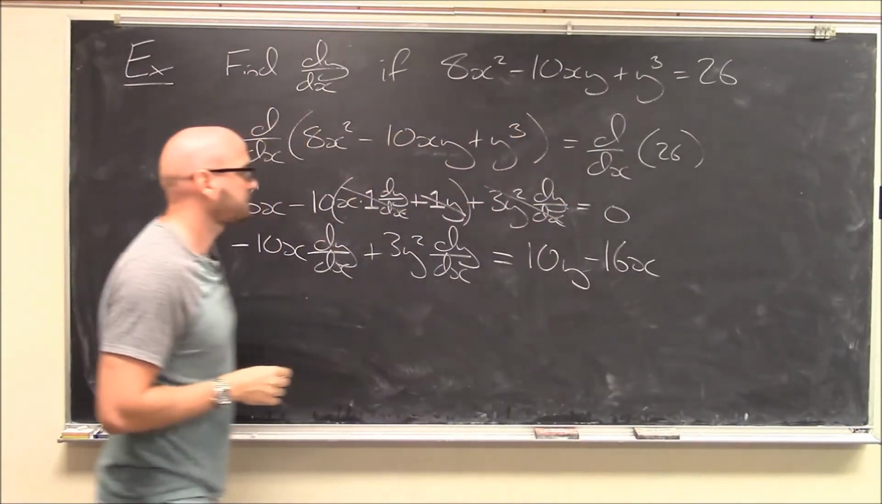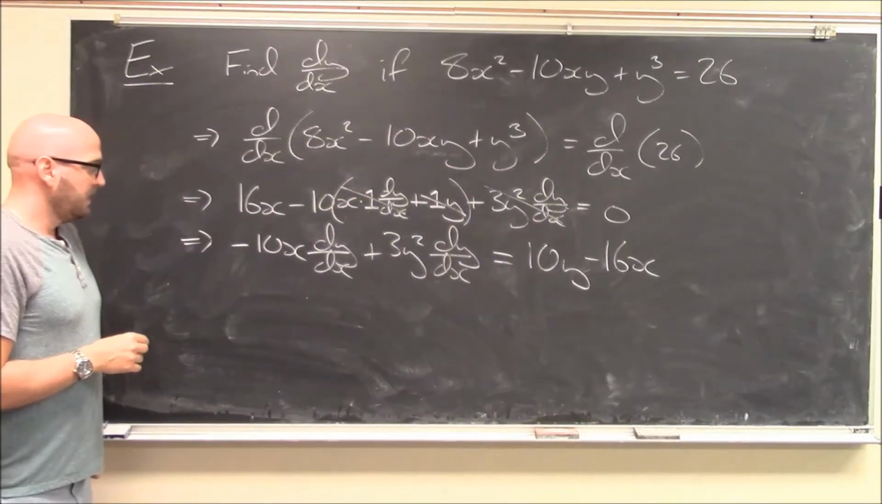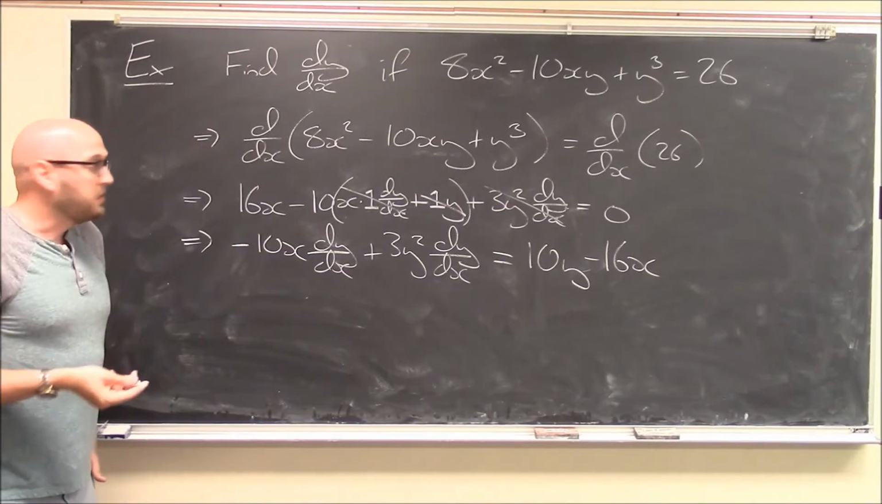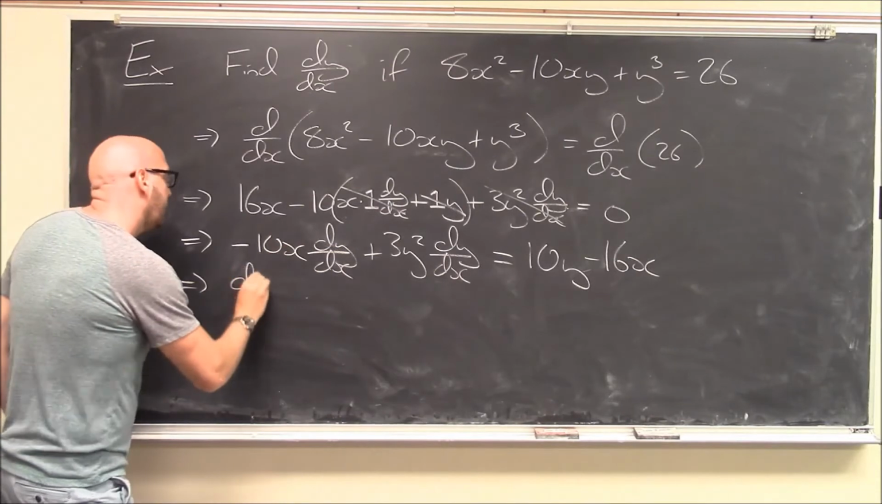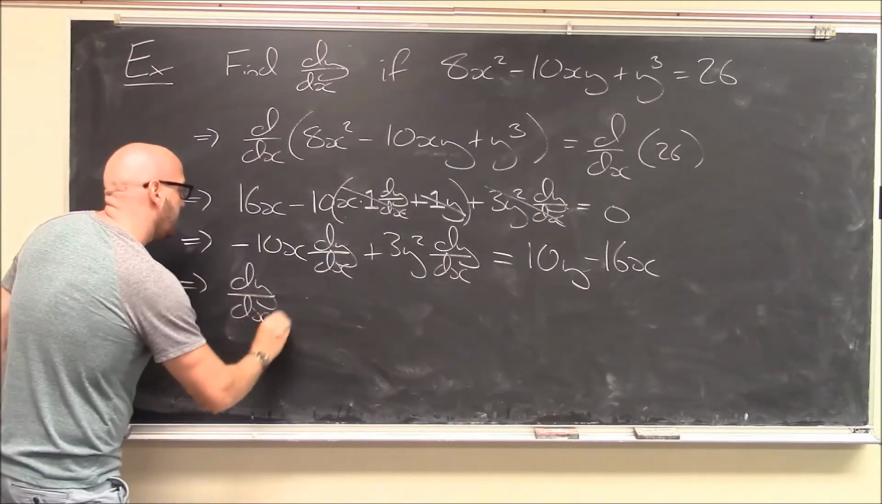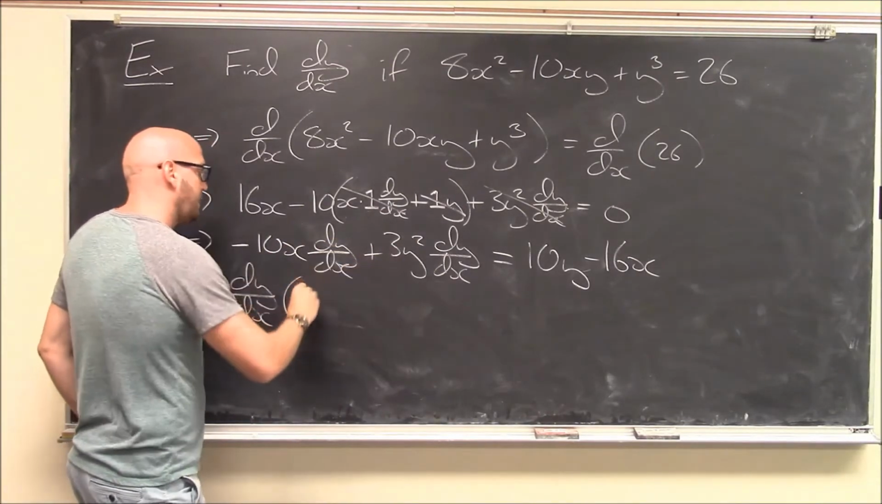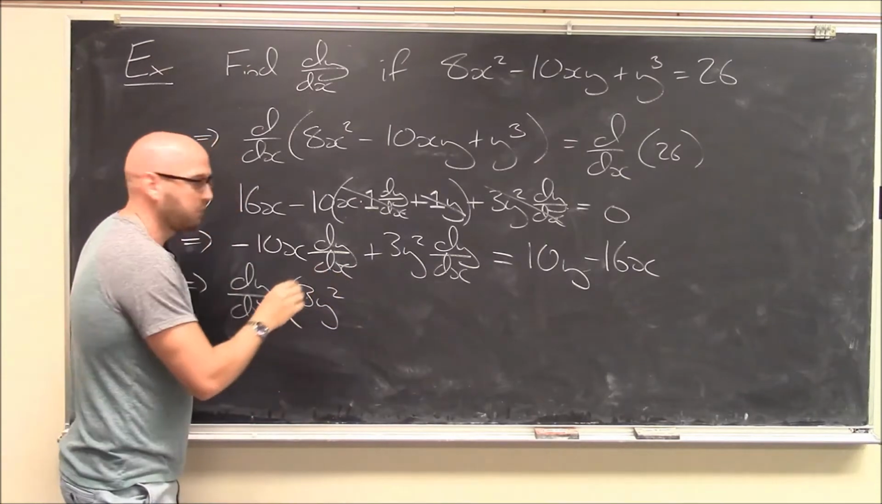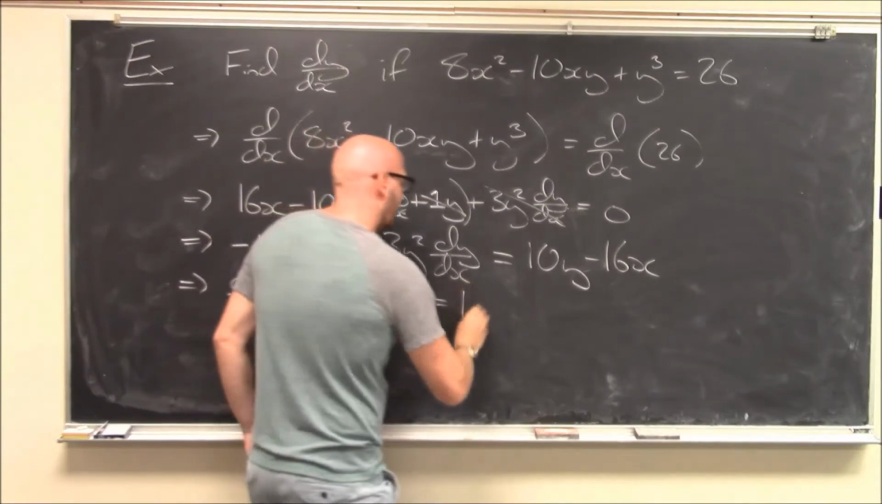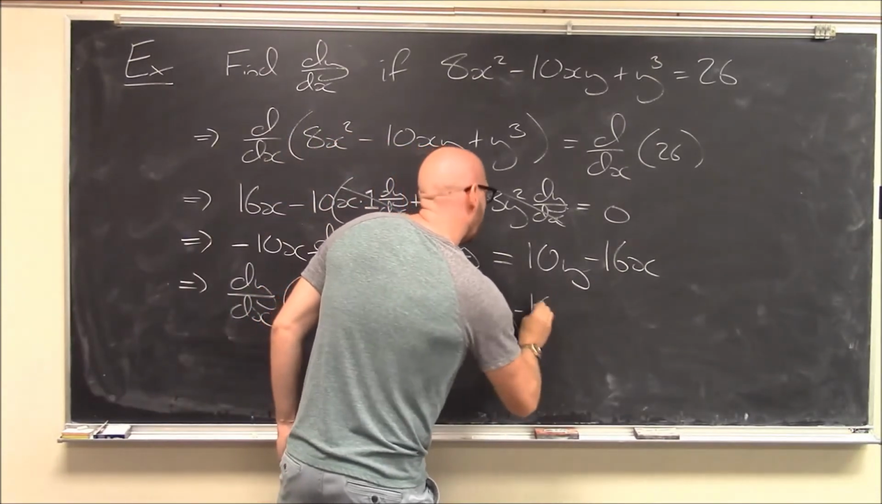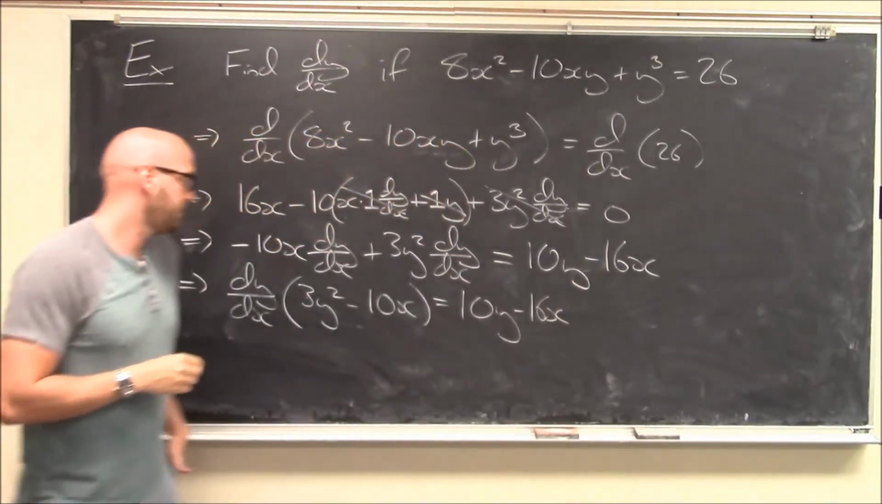Awesome. And what did I want to do? I wanted to solve for dy/dx. So I've now grouped all the dy/dx terms together. Now I just factor it out. dy/dx times, I'm going to write the positive term first, it's a little prettier, 3y squared minus 10x equals 10y minus 16x.